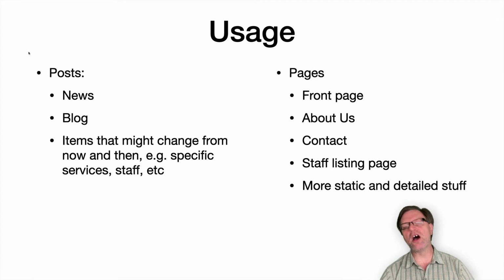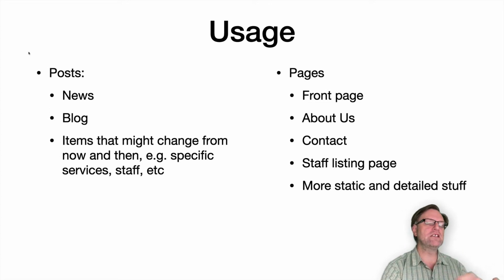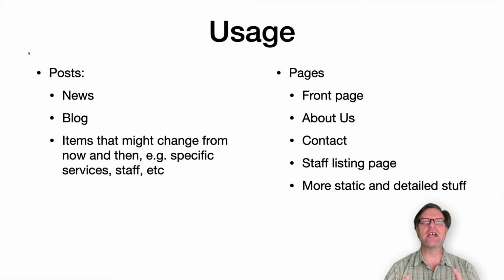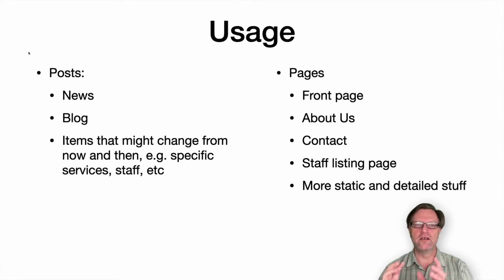Because posts are these typical news items or the blogs and stuff like that, but you can also use them for other stuff. Let's say, for example, that you would like to show all your employees, all your staff, in a listing. Well, then each person employed in the company can have their own post, and then you use the categories to say that this is the staff category. Because then when you create the staff listing page, you can say, I just would like to list all posts belonging to category staff.